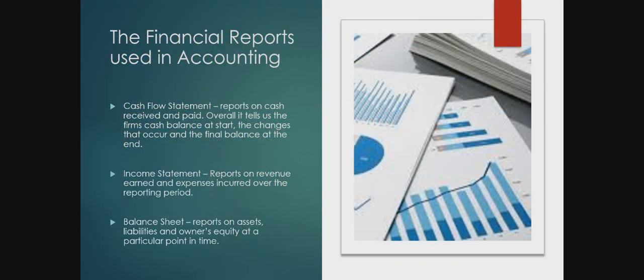So let's look into some details about the financial reports. First off, we got the cash flow statement, which reports on the cash received and paid. Overall, it tells us the firm's cash balance at the start, the changes that occur, and also the final balance at the end. We also have the income statement, which reports on the revenue earned and the expenses incurred over the reporting period. And lastly, something you should be familiar with by now, is the balance sheet, which reports on the assets, liabilities, and owner's equity at a particular point of time.